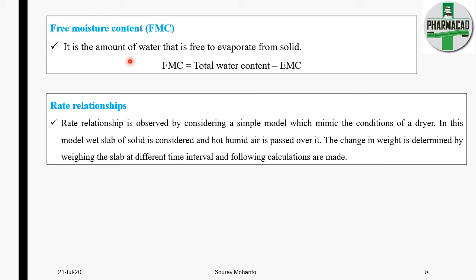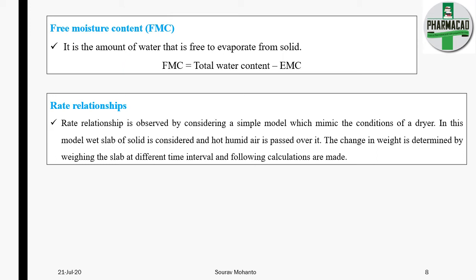Next is the rate relationship, and from the rate relationship we can understand what the rate of drying is and what the relationship of rate of drying is with the rate relationship. If we want to understand the rate relationship, then we can mimic a simple model. Suppose you have a wet slab of solid, and hot humid air is passing over this wet slab of solid. Then the change in weight is determined by weighing the slab at different time intervals, and the following calculations can be made.